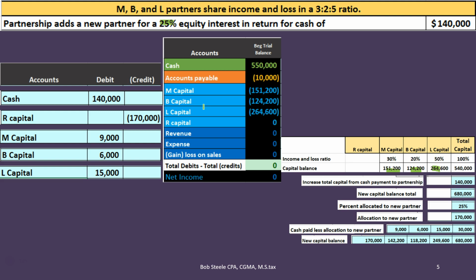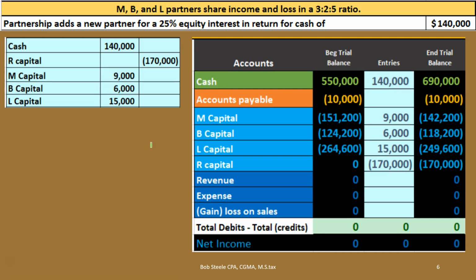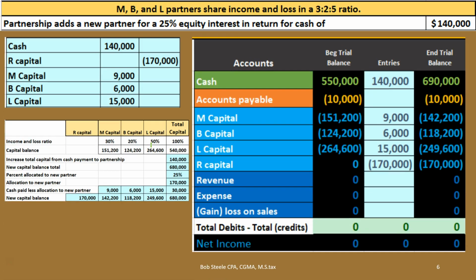Let's take a look at what this would look like if we posted this to a trial balance. We're going to post this journal entry. So here's what the journal entry would look like, and we're posting it in accordance with our worksheet here. Let's post this out, talk through it, and see if it does what we expect it to do. What do we expect it to do? We expect it to create an ending capital account after we post this journal entry of R 170 and then M 142.2, B 118.2, and L 249.6, thereby giving us a capital account of 680, which is equivalent to the book value of the company, assets minus liabilities.